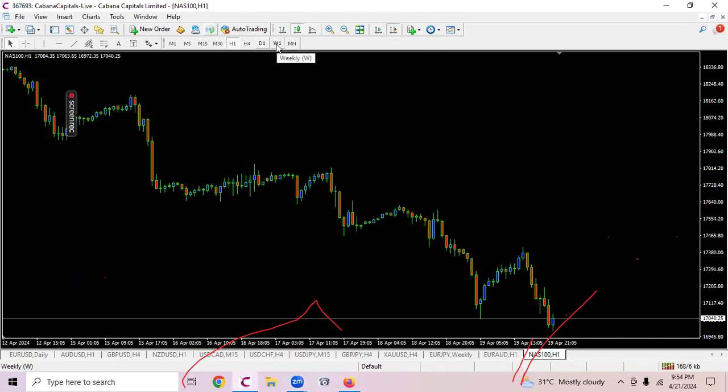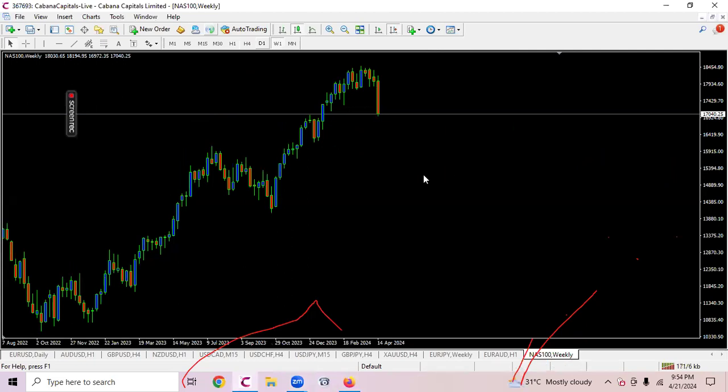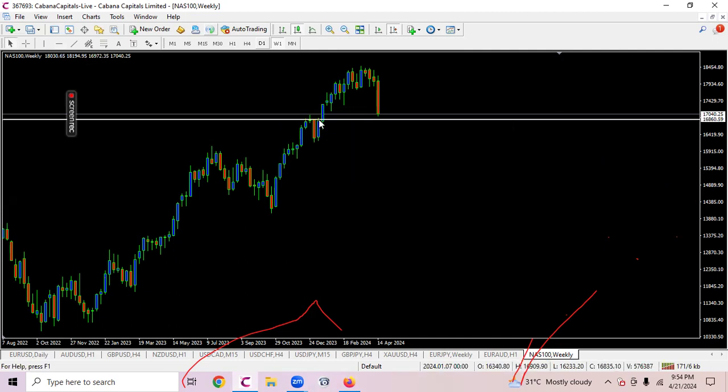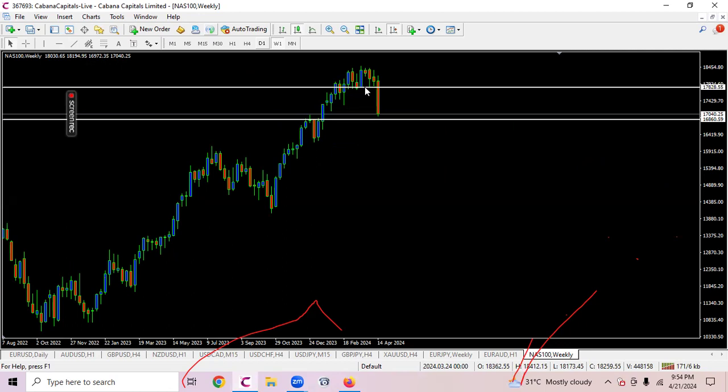Okay, so from the weekly, you can see last week was strongly bearish. We had a support here. If I'm to trade NAS 100, I wouldn't be considering selling. There was a break of support. I would expect that price will pull back to this support, which has become a resistance. This is the area I would consider selling if I want to sell.